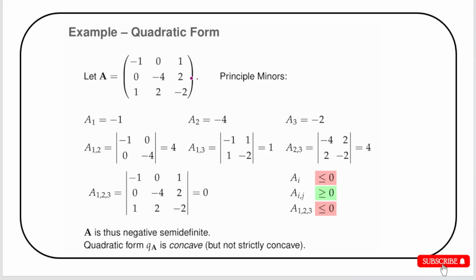Let us take another example. This is a 3 cross 3 matrix. The first principal minor is negative, as you can see. If you find the second principal minor, minus 1 0 0 minus 4, this is 4, which is positive. And if you take the determinant of the entire thing, it is 0.